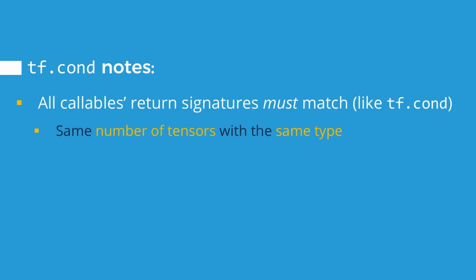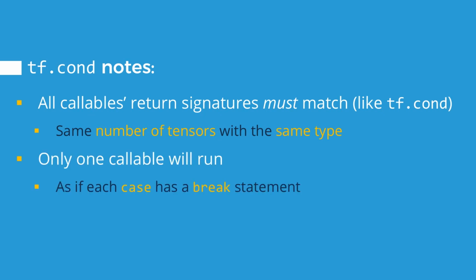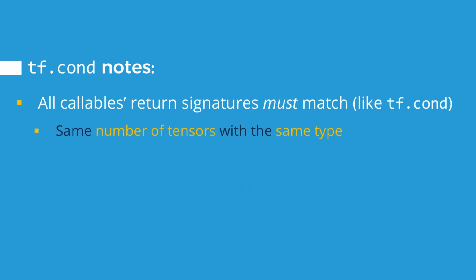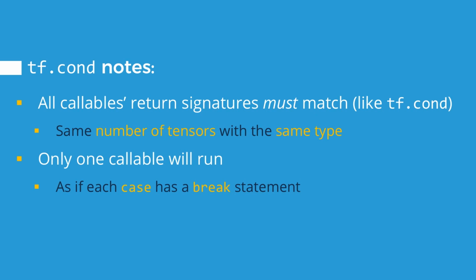So a few notes on tf.case, apologies. All of the callables' return signatures have to match, just like tf.cond. So only one callable will run, as if each case had a break statement, so you're not going to have this sort of waterfall effect where the second one ran, and so now we're going to run all the ones at the bottom. We're only running one branch exclusively.